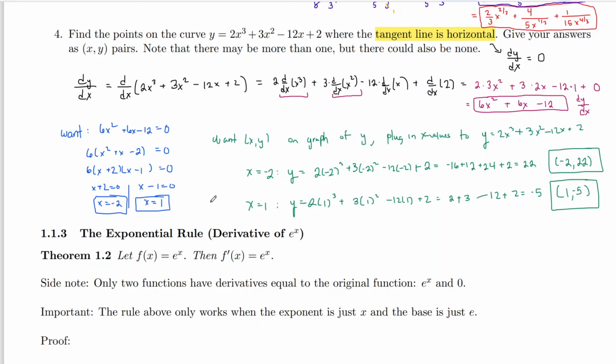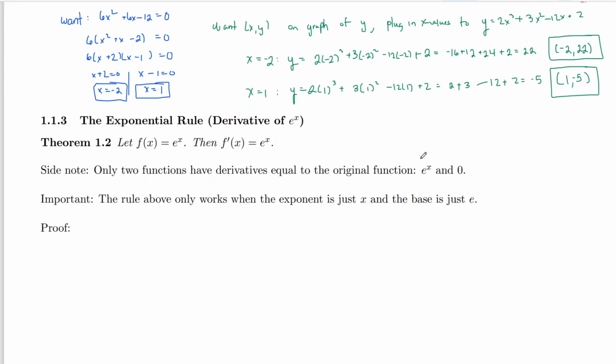All right, so to finish up this section, we're going to have one last derivative rule. However, it's for one specific function. It's not for a class of functions. The power rule was for x to any power, the exponential rule is just for e to the x. We're going to need some more rules eventually to talk about exponential function derivatives with a different base from e.